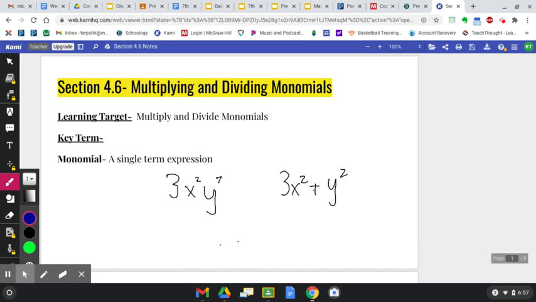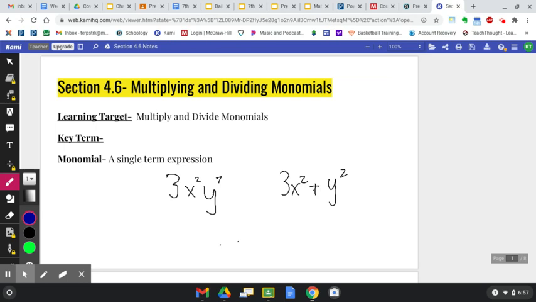All right, let's get into section 4.6, which we talk about multiplying and dividing monomials. So that's our learning target for today. It's going to expand on some of the things we looked at in section 4.4 and 4.5.